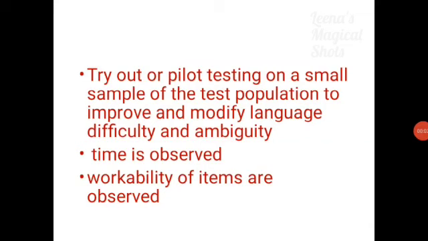The rough draft of the test prepared and reviewed is subjected to testing and tryout. For this purpose, the test is administered to a small group of students termed a representative sample. This is done to improve and modify language difficulty and ambiguity. Time and workability of items are observed. Then score the items of the test for carrying out item analysis.